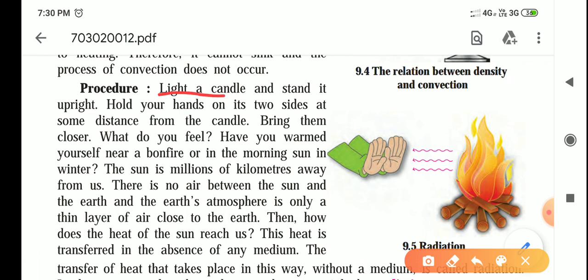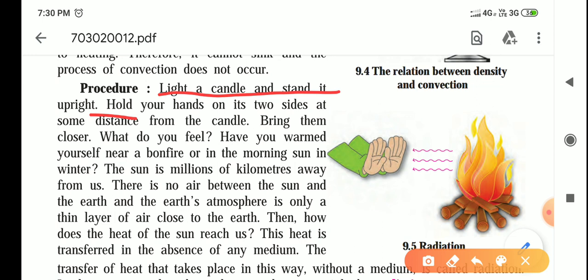Light a candle and stand it upright. Hold your hands on its two sides at some distance from the candle. So when we light a candle and keep our hands at some distance from the flame, we feel the heat from the flame. Another thing you might have seen is that in winter days people light a bonfire in order to warm themselves up. Also they prefer to sit in the morning sun.